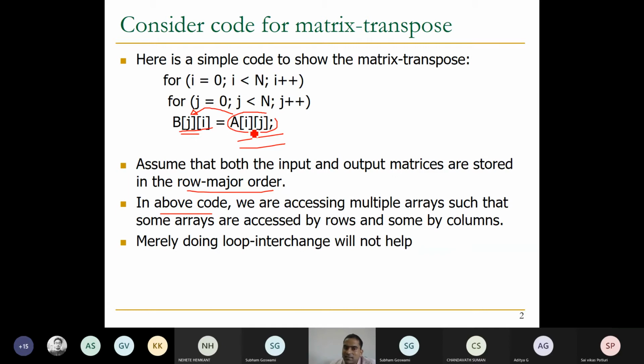Why? Because if you interchange these loops, your accesses for B are improved, but the accesses for A are not. For A you have more cache misses, and for B you have fewer cache misses. So in one loop order you benefit A, in another loop order you benefit B, but there is no loop order where you benefit both A and B.